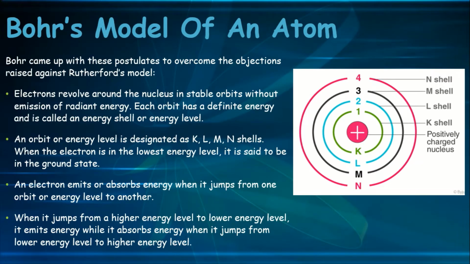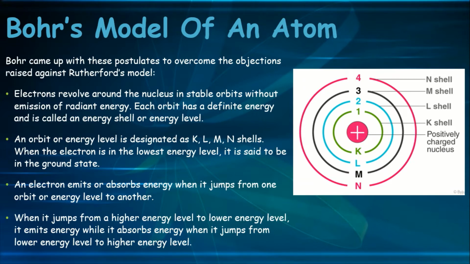Bohr's model of an atom. Bohr came up with this postulate to overcome the objection raised against Rutherford's model. Electrons revolve around the nucleus in stable orbits without emission of radiant energy. Each orbit has a definite energy and is called an energy shell or energy level. An orbit or energy level is designated as KLMN shells. When the electron is in the lowest energy level, it is said to be in the ground state.